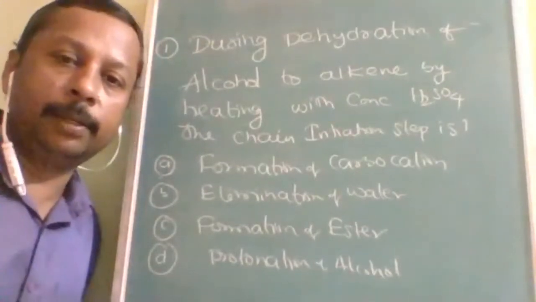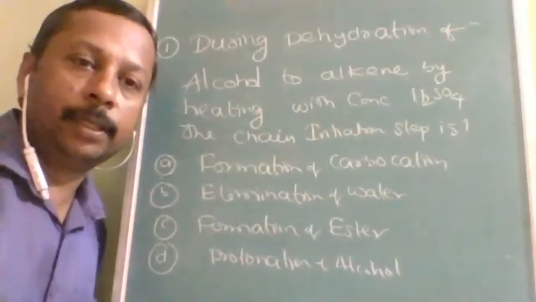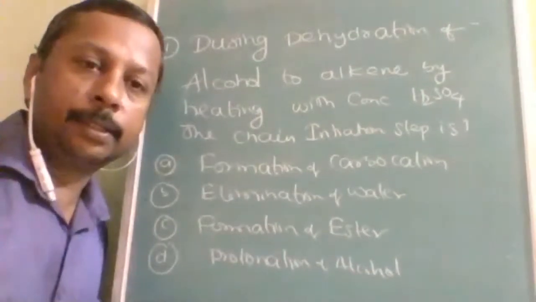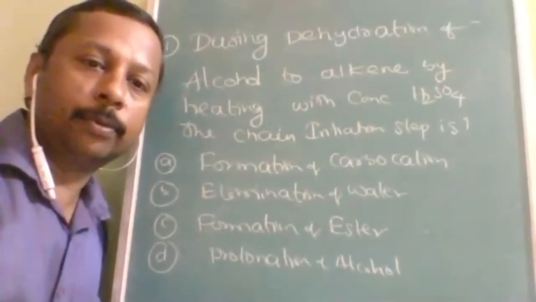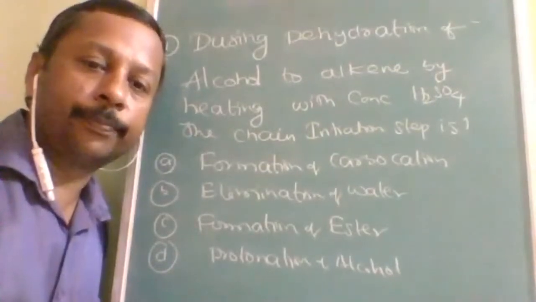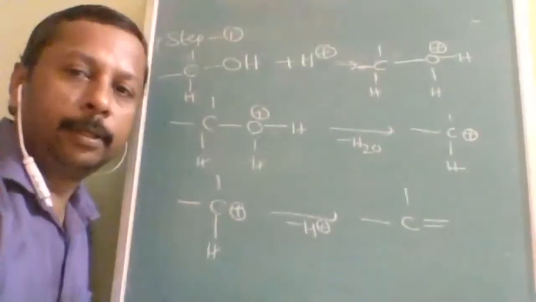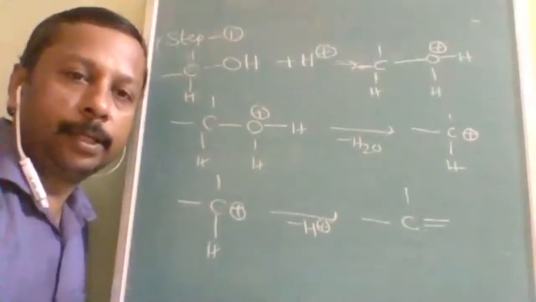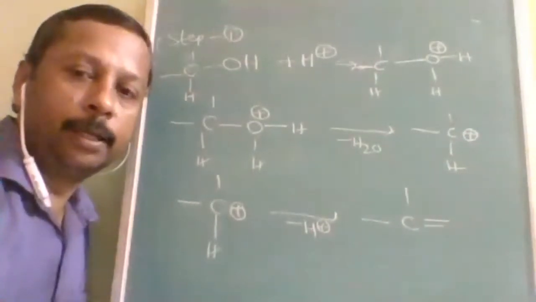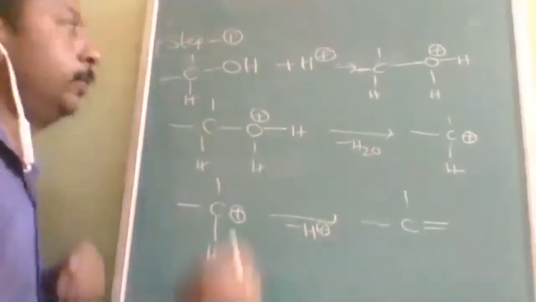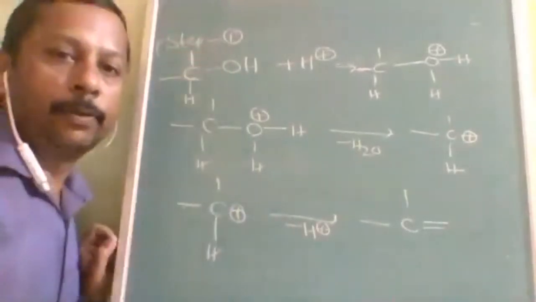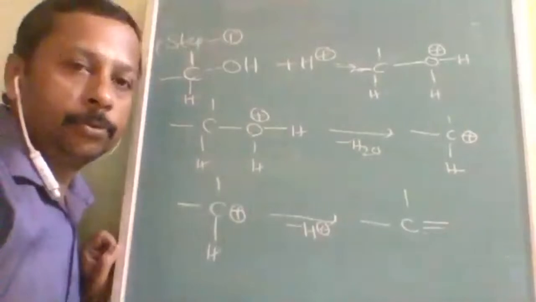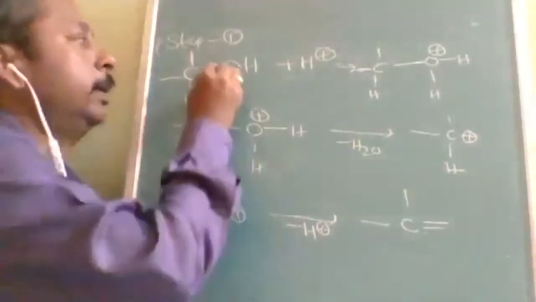In a normal mechanism, there will be three steps: chain initiation step, chain propagation step, and chain termination step. Okay, think and answer. The dehydration of alcohol is done by using an acidic medium, especially concentrated sulfuric acid. Why it is used, I am explaining here along with the reasoning.